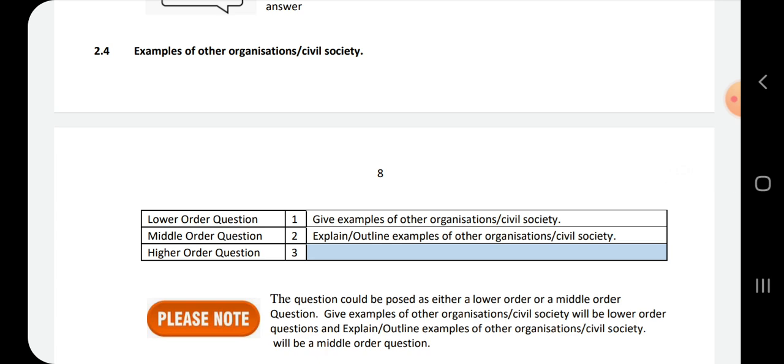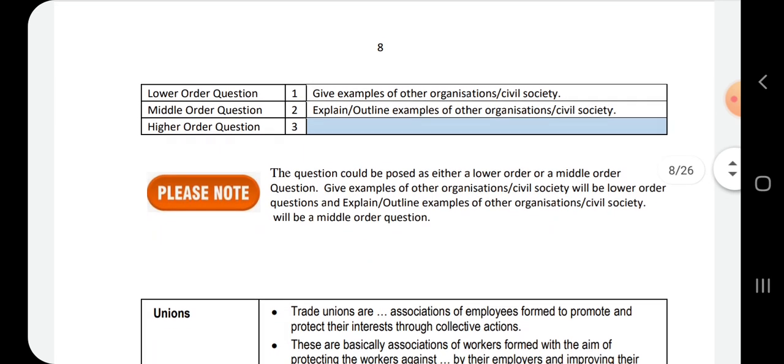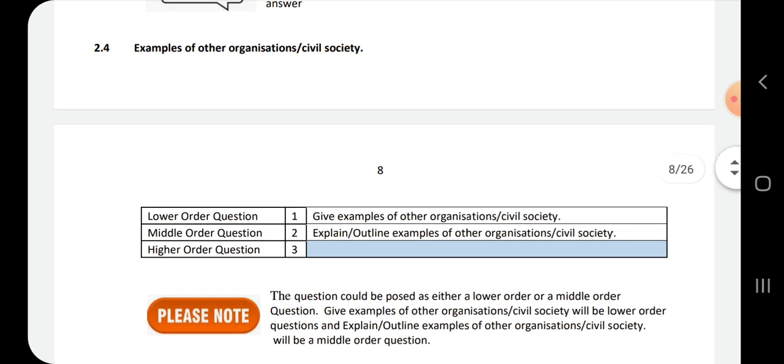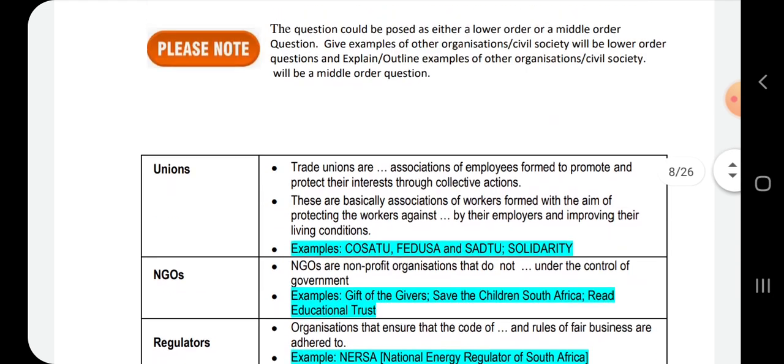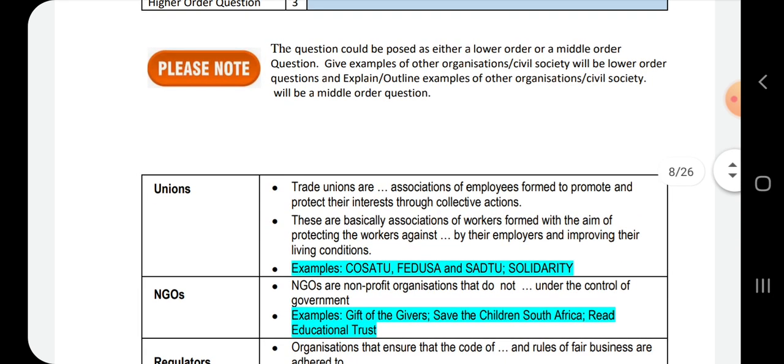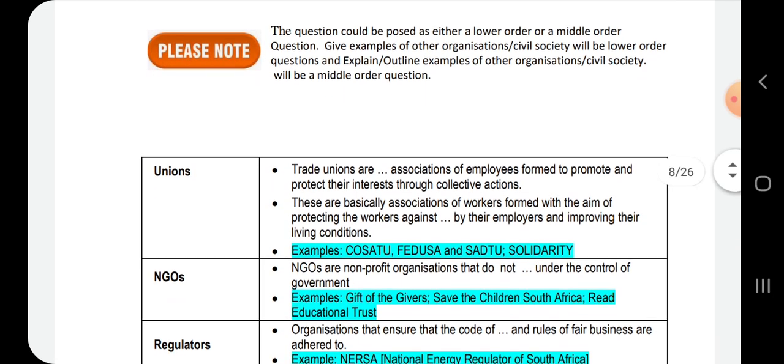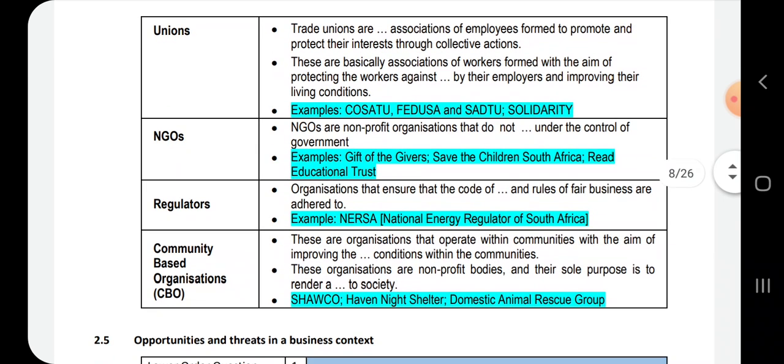With explain other organizations or civil society, you can also be asked to explain what are other organizations or civil society. So the question could be posed as either a lower or a middle order question. Give examples of other organizations or civil society will be a lower order question, and explain, outline examples of other organizations, civil society will be a middle order question. So when they say give examples, you just list. But when they say explain and outline, you name the civil societies and explain them.